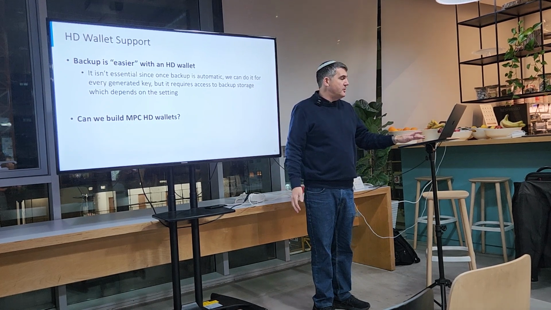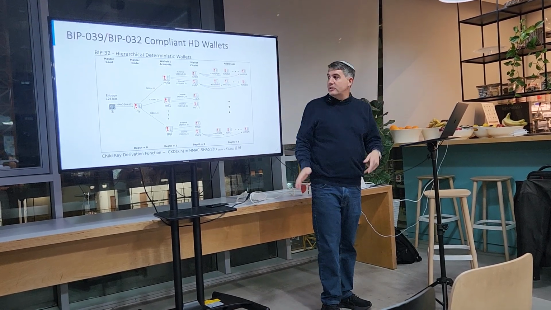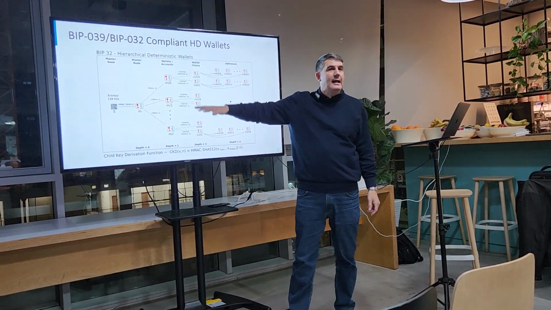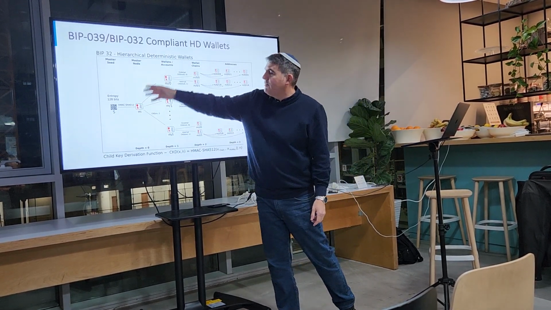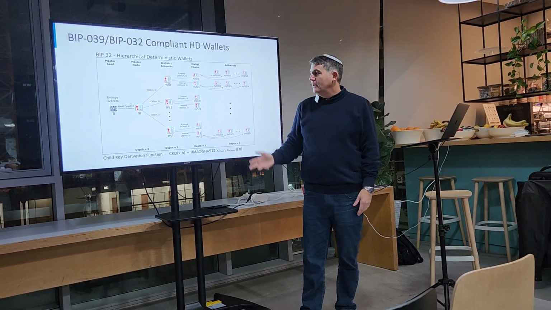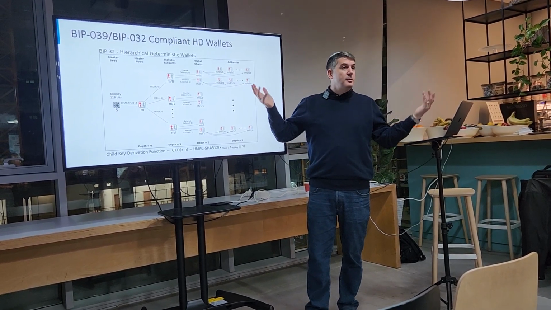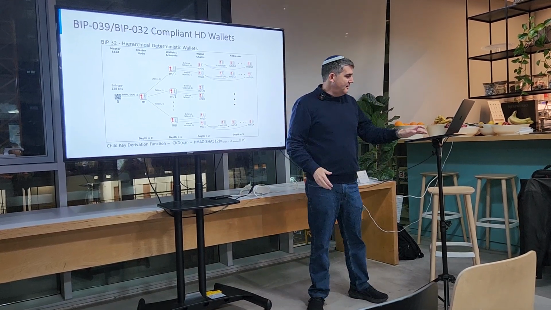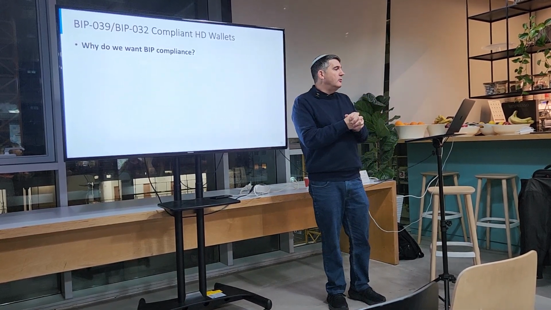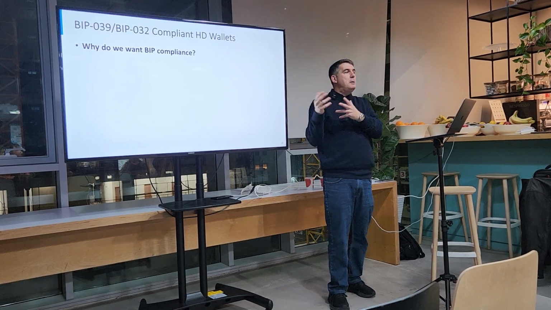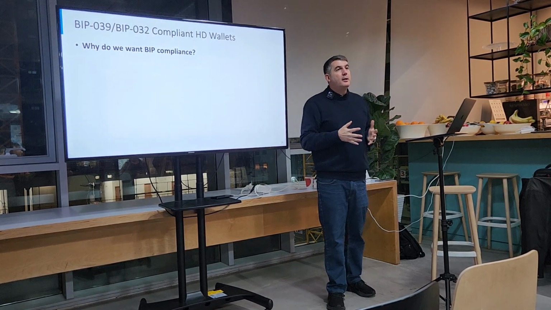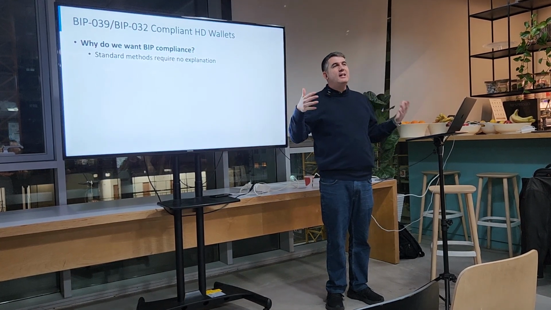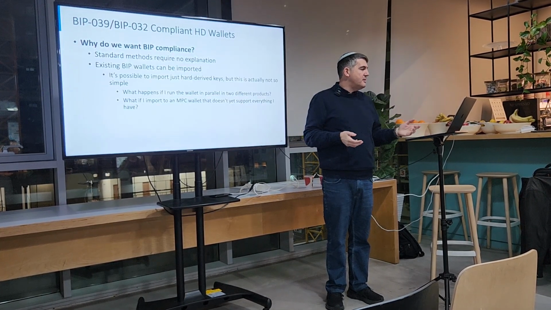So can we build MPC HD wallets? This is what an HD wallet looks like. Here's a seed. This is the BIP32 standard. So you have HMAC SHA-512, which is the cryptographic function, a pseudo-random function, as they call it, and you can derive multiple different keys. It looks quite disgusting, but that's life. So can we build these BIP32 or BIP39 compliant wallets? And why do we want it? Well, again, it's very easy. It's easy to sell standard methods.